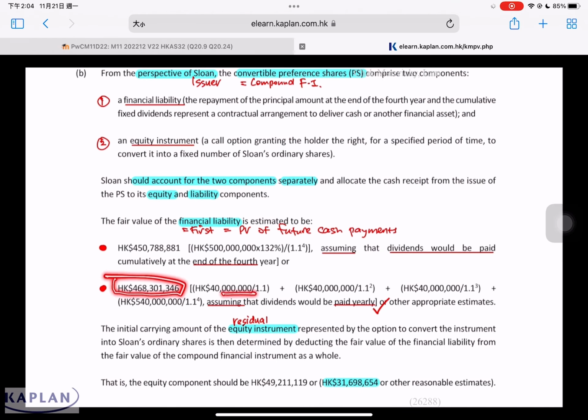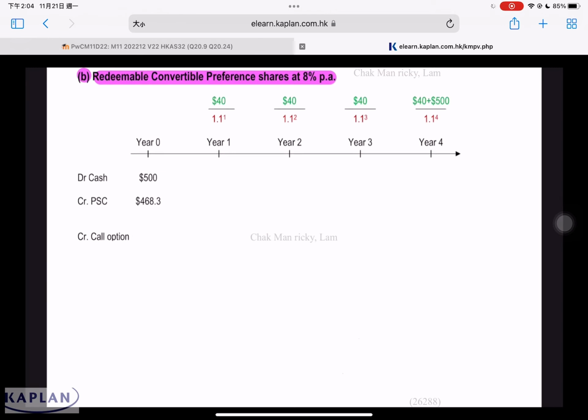Here, 40, 40, 40, 540, gives 468.3. The balance will be considered the call options. 500 minus 468.3. The balance represents the conversion option, conversion rights, or call options, whichever you call it. This is the initial amount at year 0. At the end of year 1, we must adjust the preference share capital to amortized cost. We must increase this by 10%. The effective interest cost represents interest expense to profit and loss of 46.8.